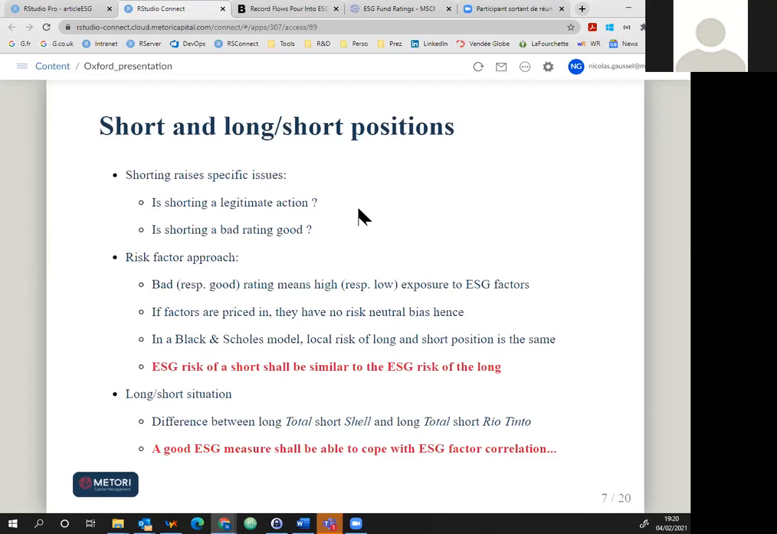Sorry, I don't quite understand that because you're thinking about volatility, but there's also the trend, right? For example, if I'm long an oil stock, or if I'm short an oil stock, are you claiming that the ESG risk is the same?